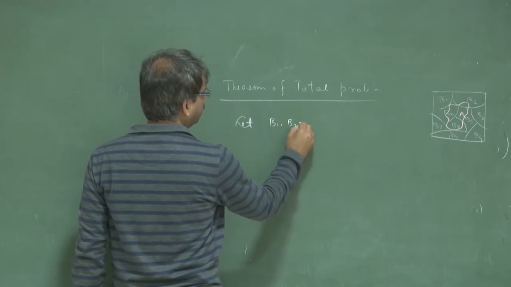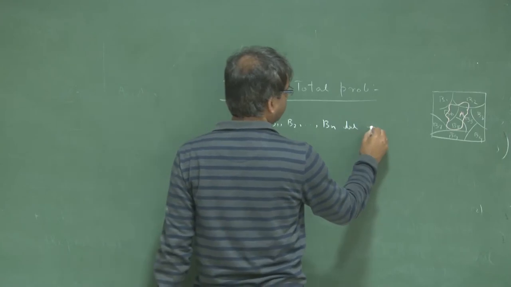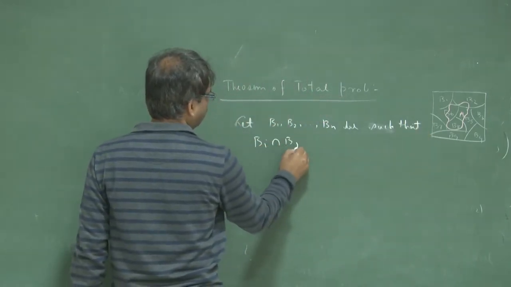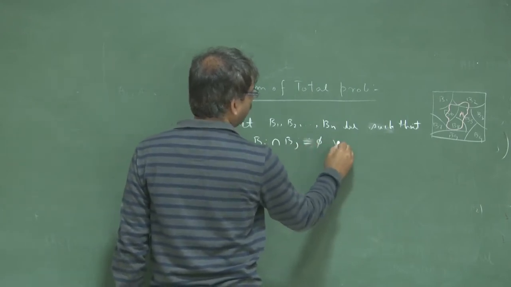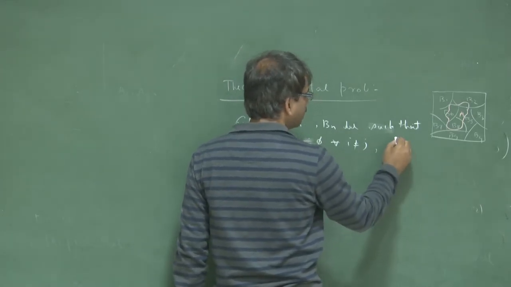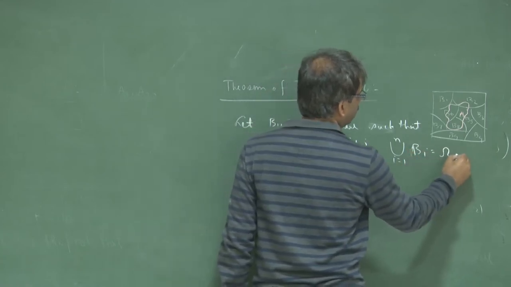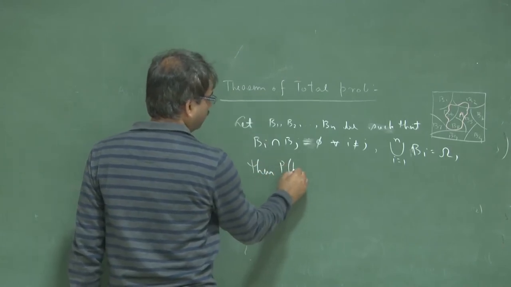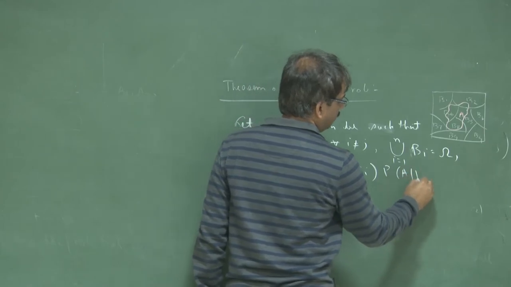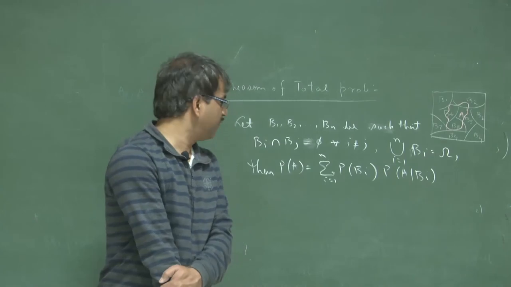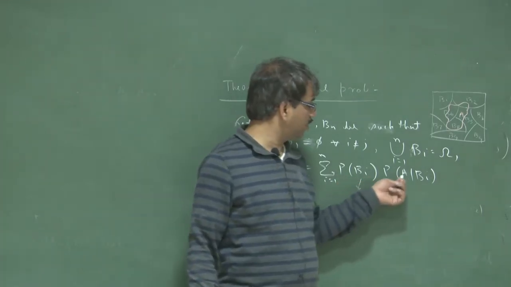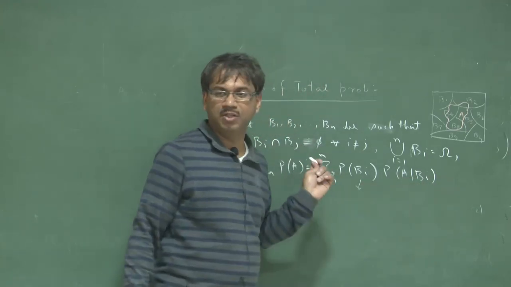So the statement is that let B1, B2, Bn be events such that Bi intersection Bj is equal to null set for all i not equal to j, and say mutually exclusive and exhaustive. Then that is the theorem of total probability. Probability of A equals summation over i equal to 1 to n, probability of Bi times probability of A given Bi, because these informations are given to you, and based on these you can calculate the probability of A.